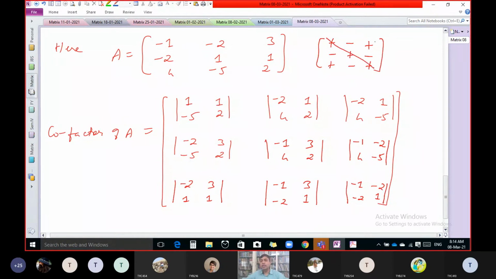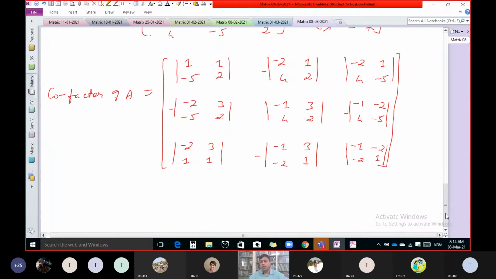Listen, this and this are positive and the remaining four are negative. So what we have to do? Here you have to write a minus sign, here a minus sign, here a minus sign, and here a minus sign. At these four places you have to change the sign. So now let us calculate.